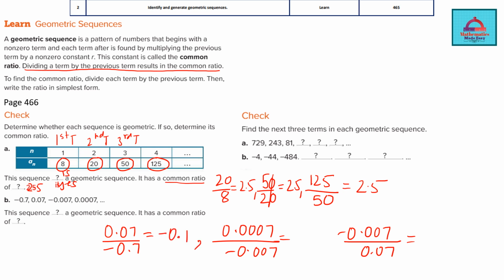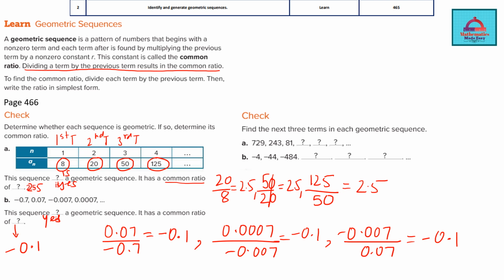Let's do the next one. The next one is 0.0007 divided by 0.007. Again, there's a negative sign. It is giving the same common ratio. So therefore, all three are the same. Yes, it is a geometric sequence and the common ratio is negative 0.1. Observe the first term is negative, then positive, then negative, then positive. So alternating signs. Similarly, you can do the check.